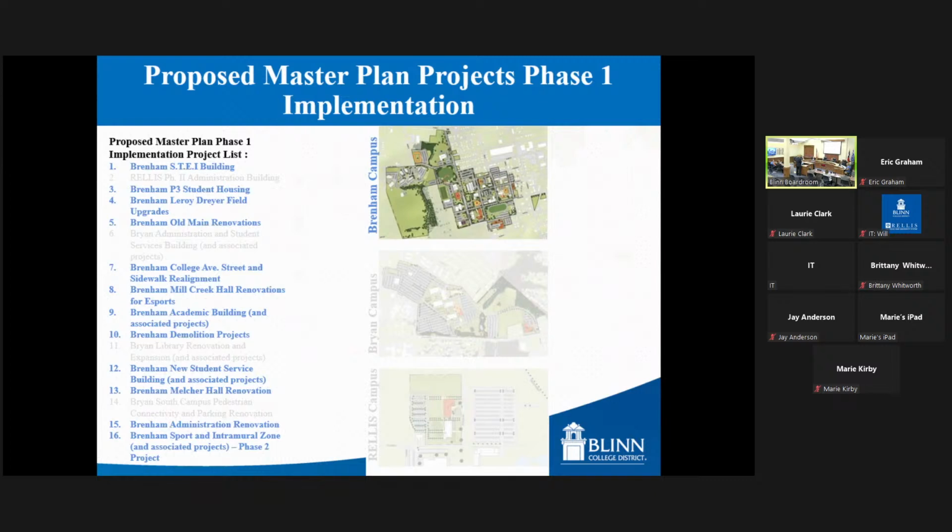We also have newer projects that aren't necessarily in progress. We have the College Avenue Street and Sidewalk realignment, the Mill Creek Hall renovations for the esports program, the Brenham Academic Building and associated projects. There are some other projects that will go into that. The Brenham demolition projects, projects that could happen after we move into the new P3 building next summer. The Brenham New Student Services Building and associated projects, renovations to Melcher Hall, a renovation to the administration building, and then our bridge into the phase 2 projects, which will be a sports and intramural zone out on the 30 acres.